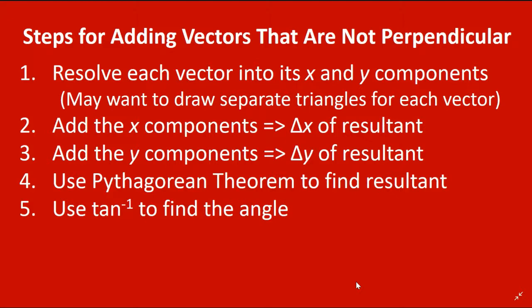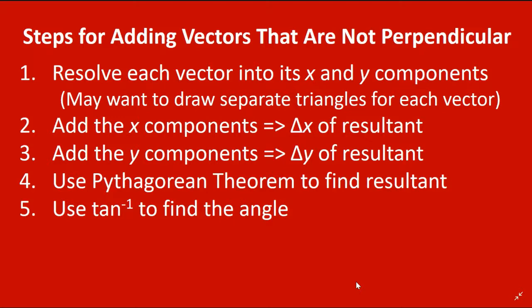But if it's at some other angle, then it's going to be in your best interest to draw a separate triangle for each of those vectors, and then use that triangle to find the x and the y components. Once you have all your x and y components, you add up all the x components to find the x component of the resultant, and then do the same thing for the y components. Add up all the y components for each of those vectors, and that will give you the y component for the resultant.